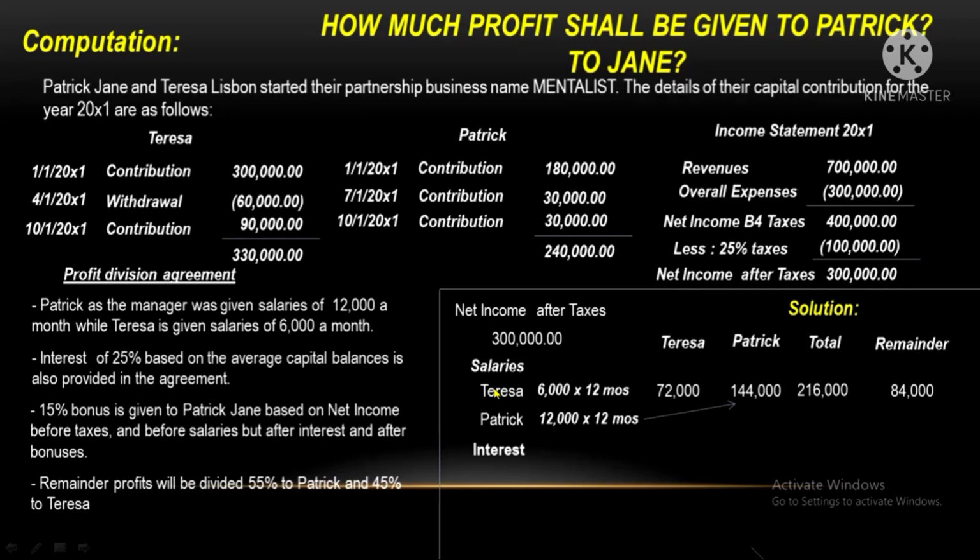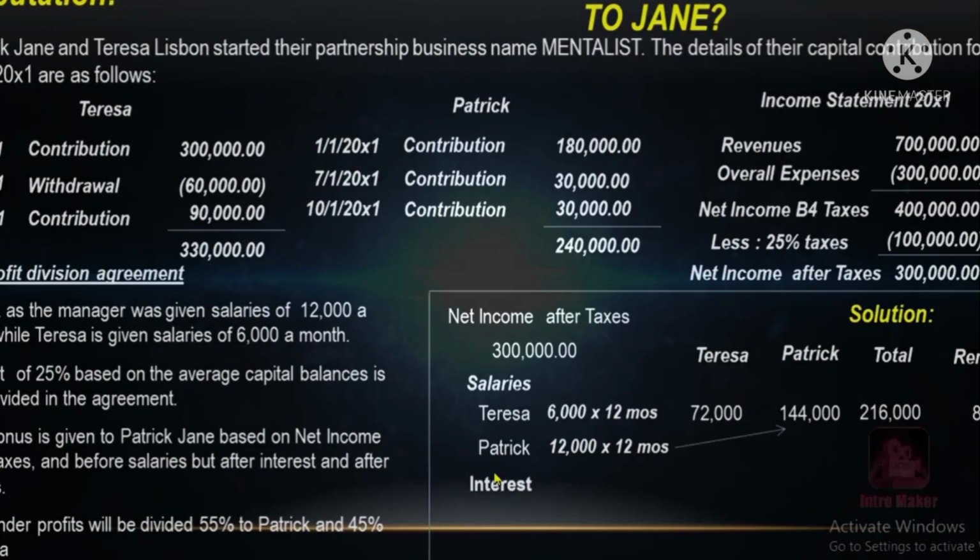the amounts of salaries. So, up next, we'll have to compute the interest to be given to Teresa and Patrick. So, stay tuned.